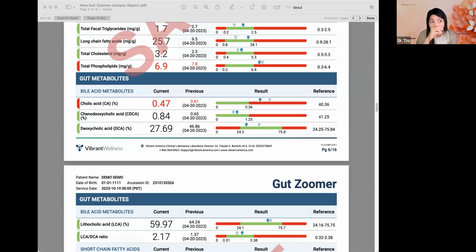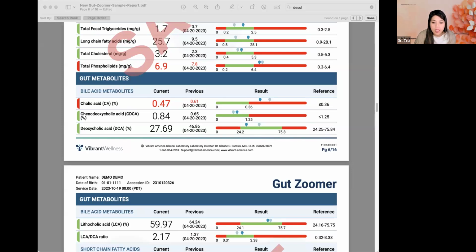I think out of all the tests, which is hundreds of these, I've only seen one or two people with an abnormal cholic acid level. Now, elevated levels of these two are associated with conditions like cholestatic liver disease, meaning that you can't release bile, so you can't detox properly. And when you can't detox properly, your liver gets damaged from the buildup of bile.